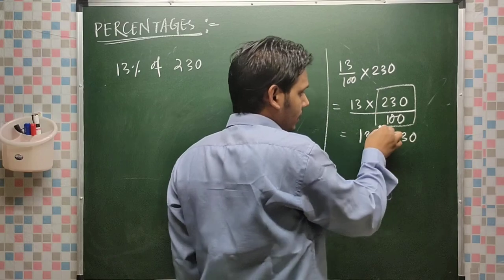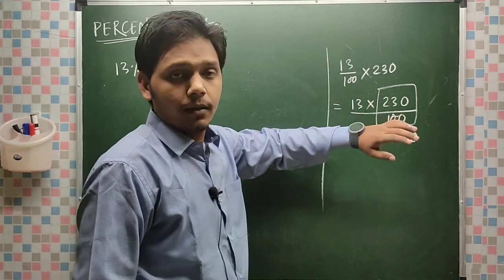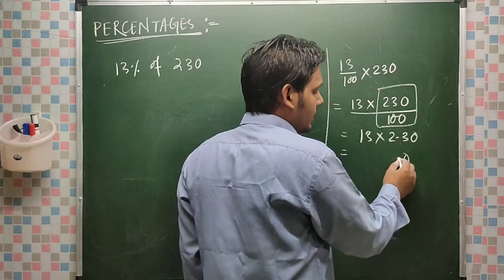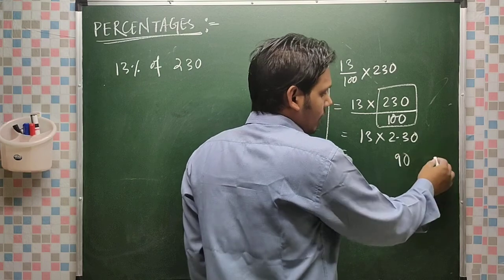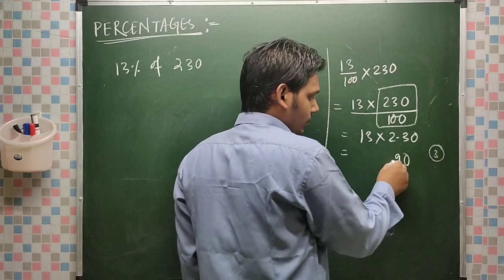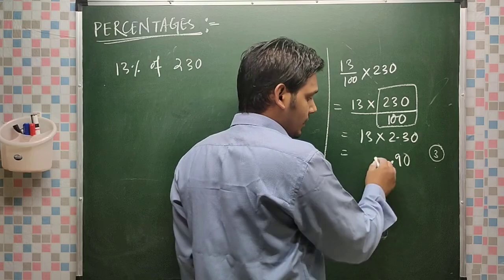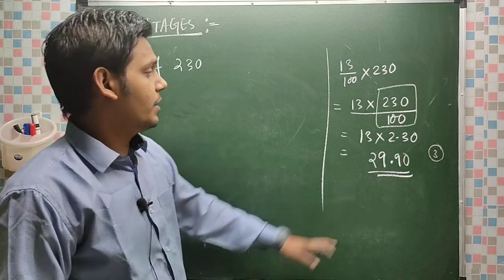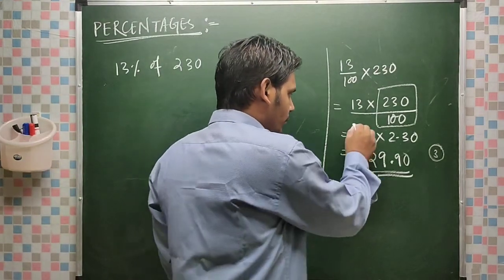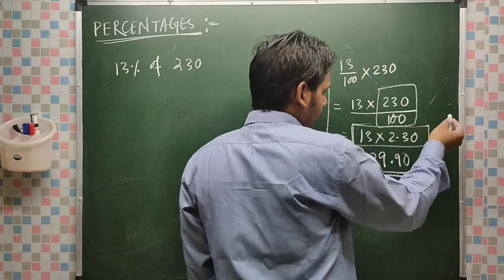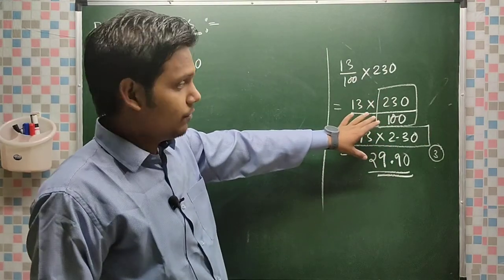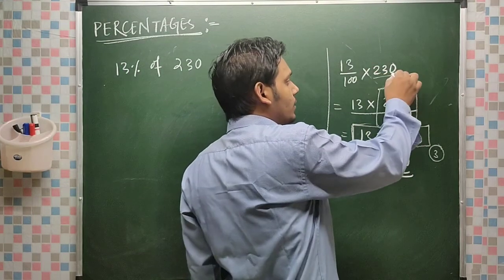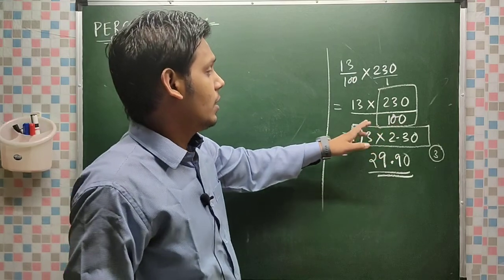I have taken this number because it is always easy to take a secondary number. Now you have to multiply 13 by 2.30: 13 times 3 is 39, then 13 times 2 is 26, 26 and 3 is 29, and you put the decimal here. So 13% of 230 is 29.90. We can do this directly: 13% means 13 by 100 into 230, so 13 into 230 upon 100.